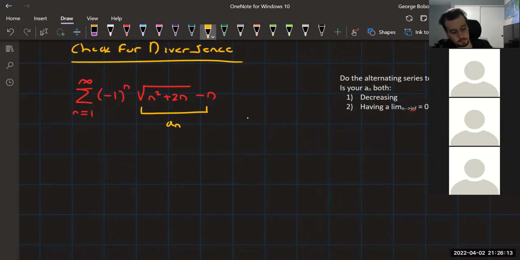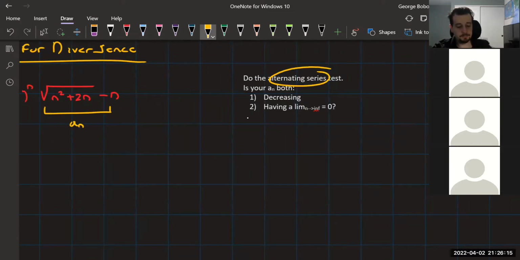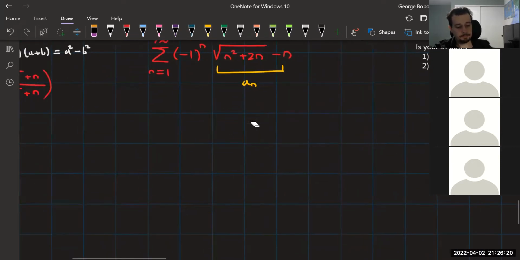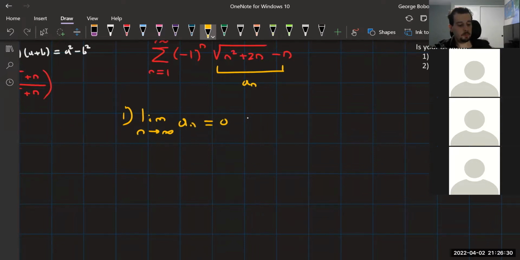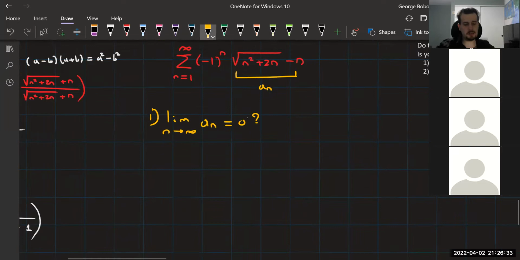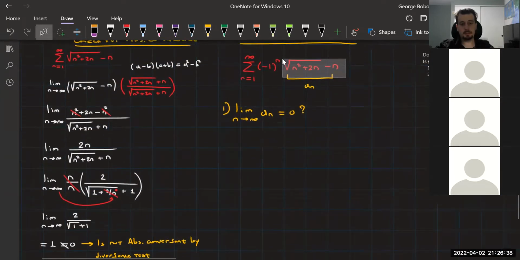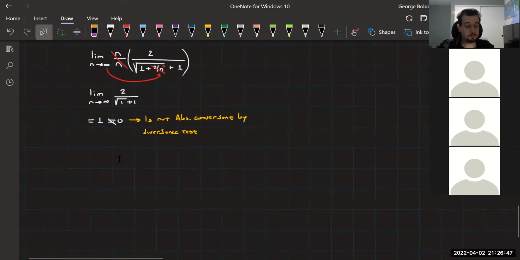This is a_n, by the way, for an alternating series. Again, a_n is this bit. So one of the conditions says the limit as n goes to infinity of a_n equals 0. Grace, what do you have to say about that? Is the limit of this as n goes to infinity going to 0? Doesn't it go to 1? You've done it previously. Look.